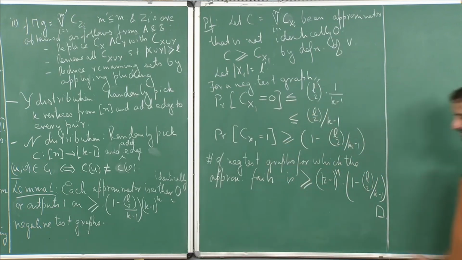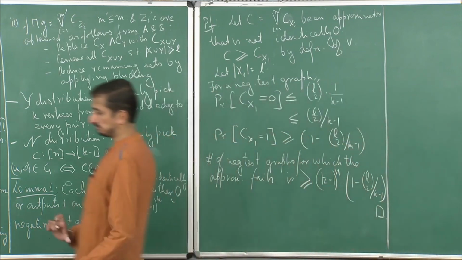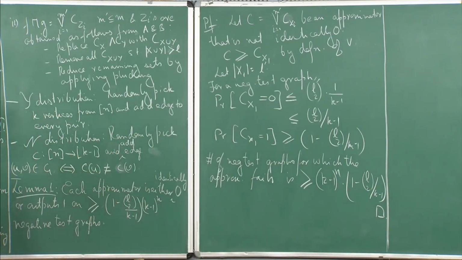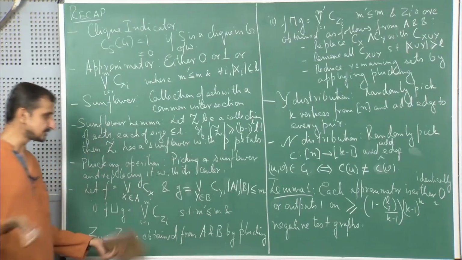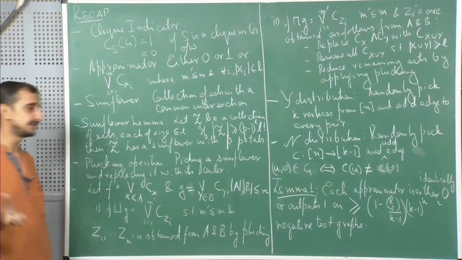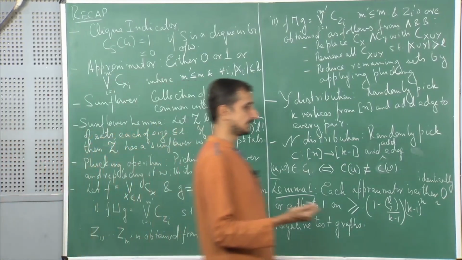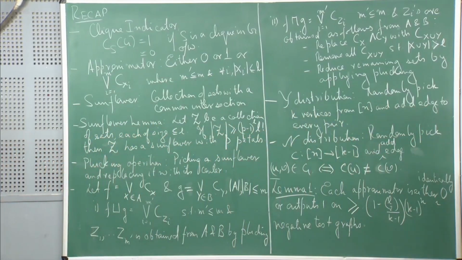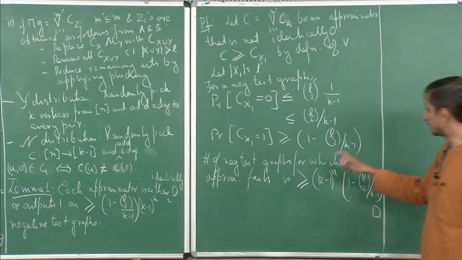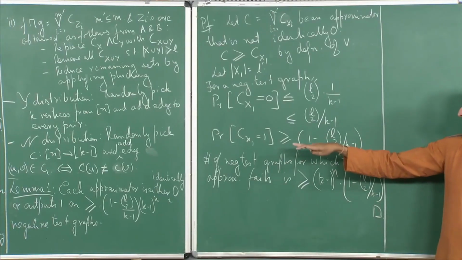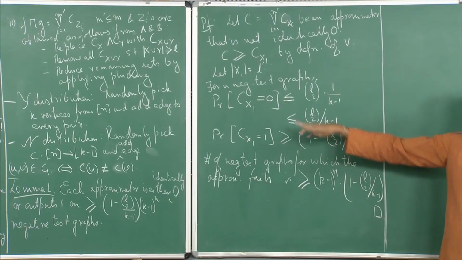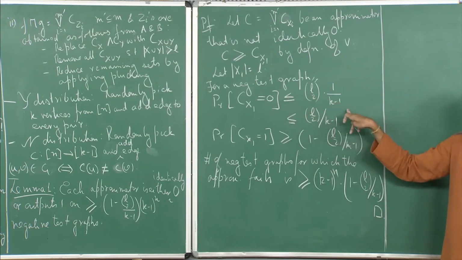Please stop me if something is not clear, because the proof is not very difficult, but there are lots of small ideas. Which portion? This one, why is it less than this?